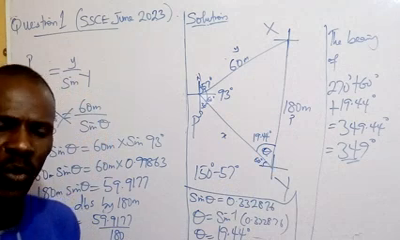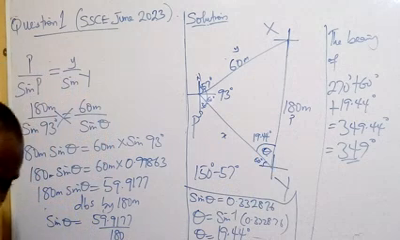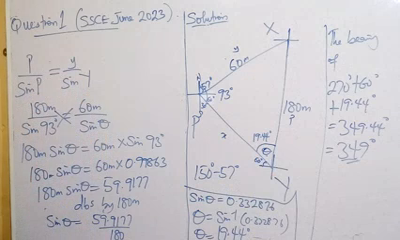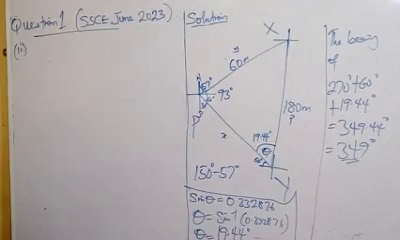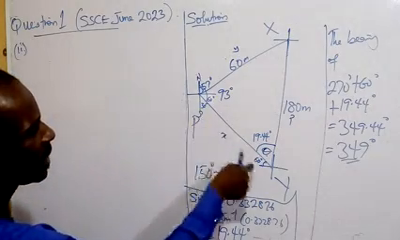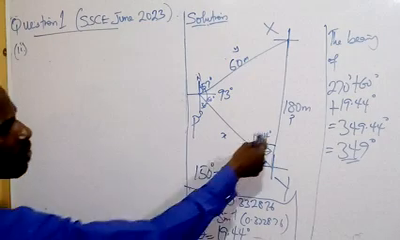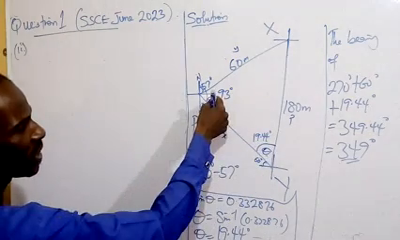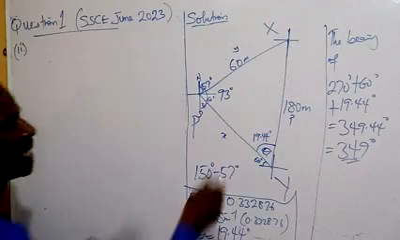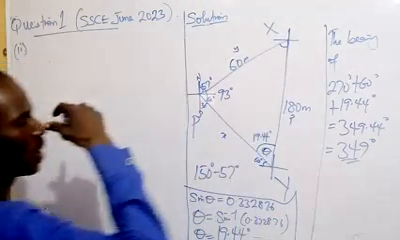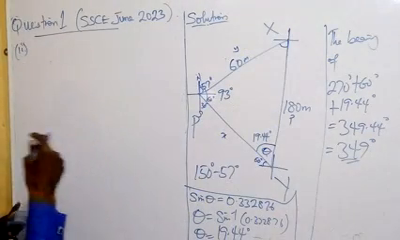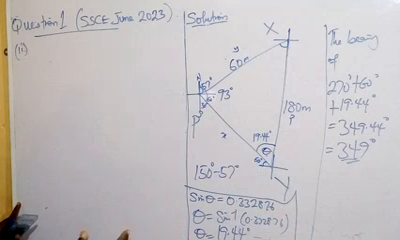And the second question, we are asked to calculate the distance between P and Y. That is to calculate this distance. Now, don't forget, we've gotten the value of this angle, but we need to get this one too.